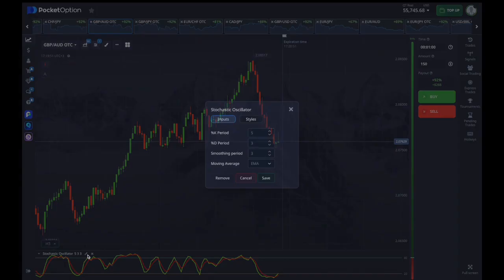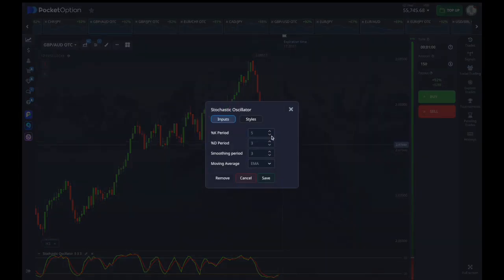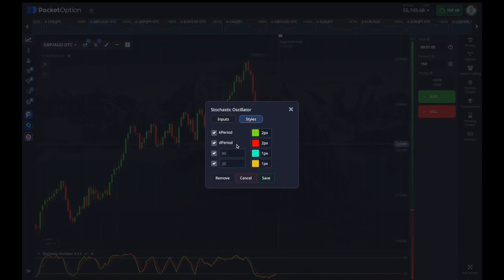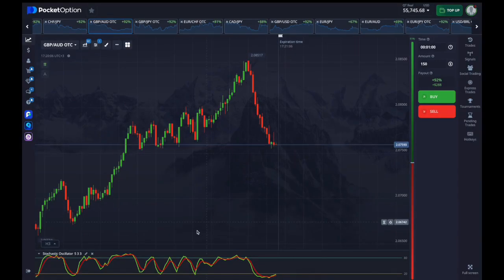To configure it, click on the pencil icon. Set the key period to 5. Everything else remains unchanged except for the bottom field, moving average. You need to select AMA for it. For styles, choose 2 pixels. Set the key period to green, and for the D period, set it to red. Save the settings. Now we see this kind of indicator.